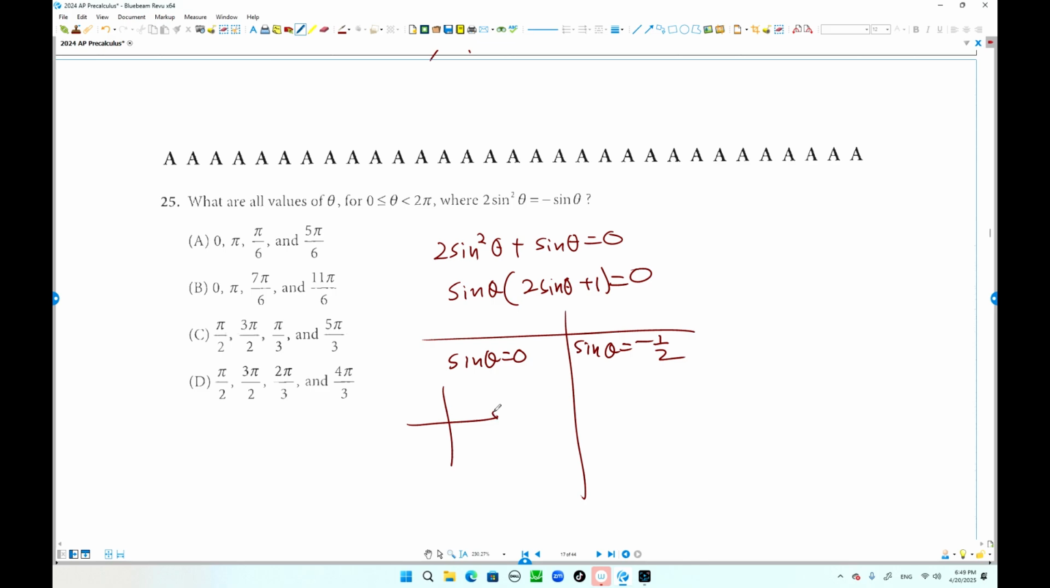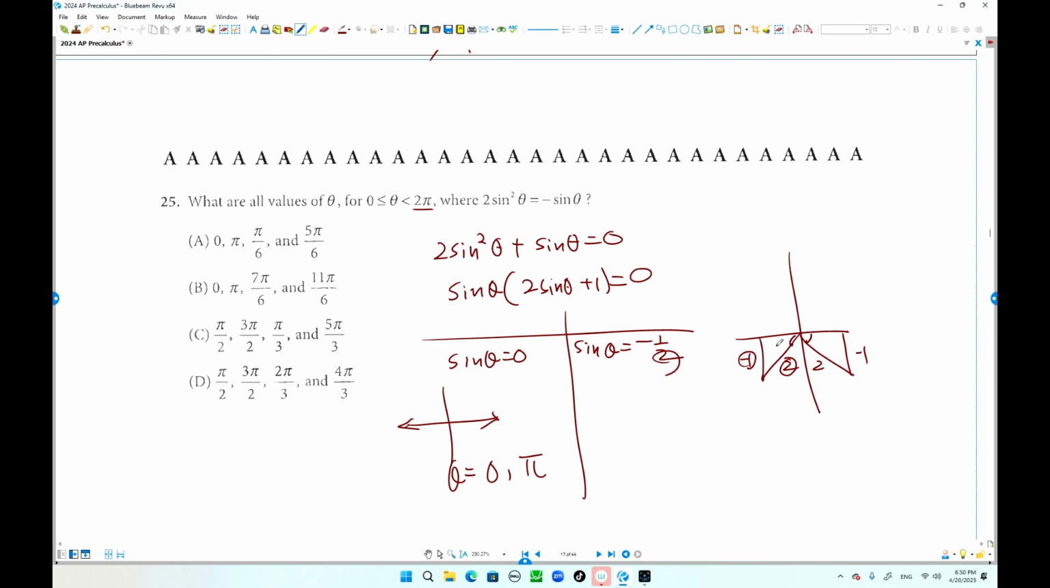Sine theta equals 0 here and here, right? Sine 0 equals 0, sine pi equals 0, sine 2 pi equals 0, but not including 2 pi. So the values of theta are 0 and pi, 2 values. Sine theta is negative 1/2. Where is it? Here, quadrants 3 and 4, where the sine value is negative, okay? So that is the hypotenuse 2, negative 1. Opposite over hypotenuse is negative 1 over 2.